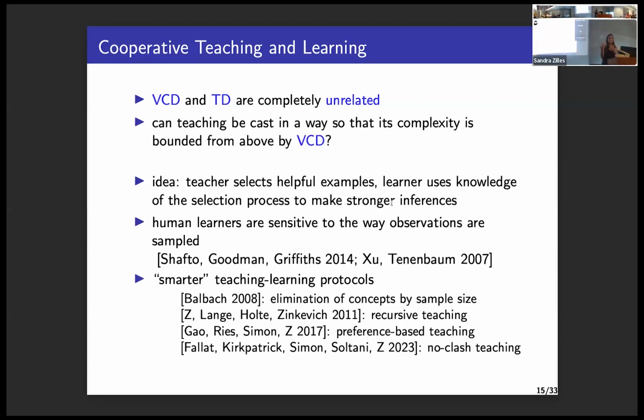So the idea that we've been going after for a number of years was that the teacher selects helpful examples, and the learner should use the knowledge of the selection process, because here the learner is only just consistent. It doesn't know anything about how the teacher chose those examples. It doesn't matter, right? And this also aligns with some work on human learning psychology. Humans are sensitive to how the observations that they make have been chosen. So we have been looking for a while, and not just me and my group, but also others, at different smarter teaching-learning protocols.